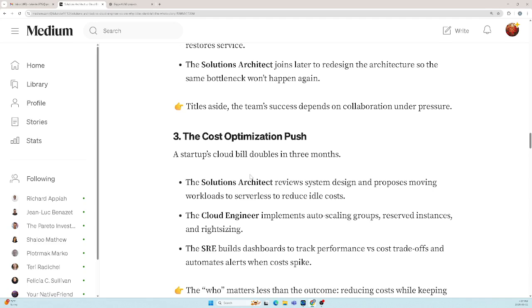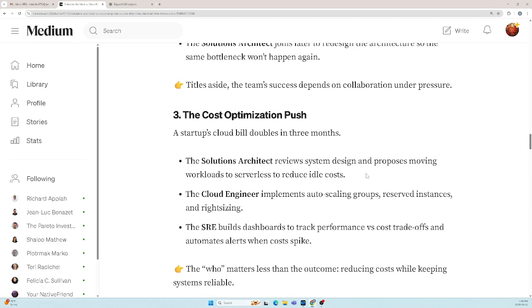Then cost optimization, the power push. Every startup doesn't build cloud in the last three months. So management asks why, this is a small company, we should not spend so much time because they don't have any revenue. And then the solution architect reviews the system design and process, moving the workload to serverless maybe.